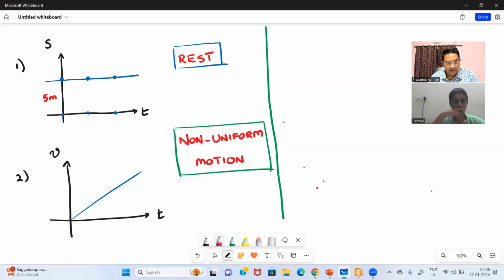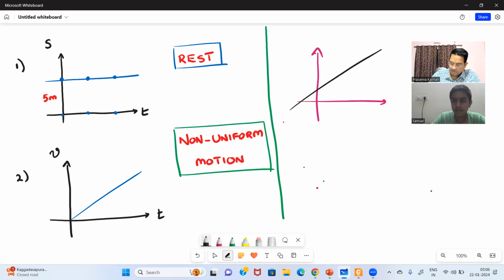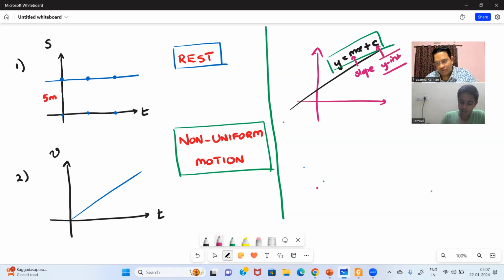For which you will have to relate to what you have learned in straight lines. Usually when we draw a straight line, we call this line y is equal to mx plus c. You not just learn it in straight lines, but also use it in physics, chemistry, everywhere. Usually a straight line is represented by the equation y equals mx plus c, where m refers to the slope of the line and c refers to what we call the y-intercept. That means where the line meets the y-axis.